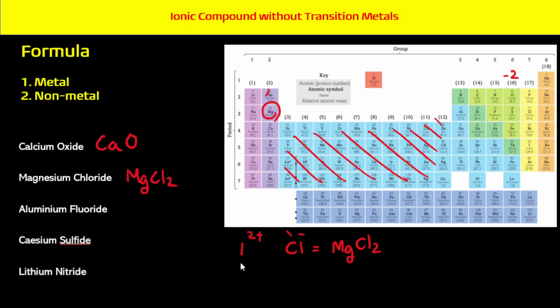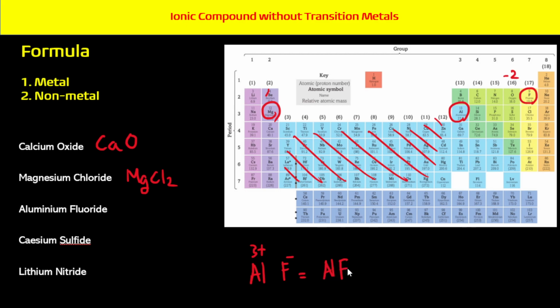Now aluminum fluoride. Let's take a look at this. Aluminum is in group 3, right here. So we know that aluminum has a charge of 3+, and fluoride has a charge of 1-. So your formula would be AlF3.